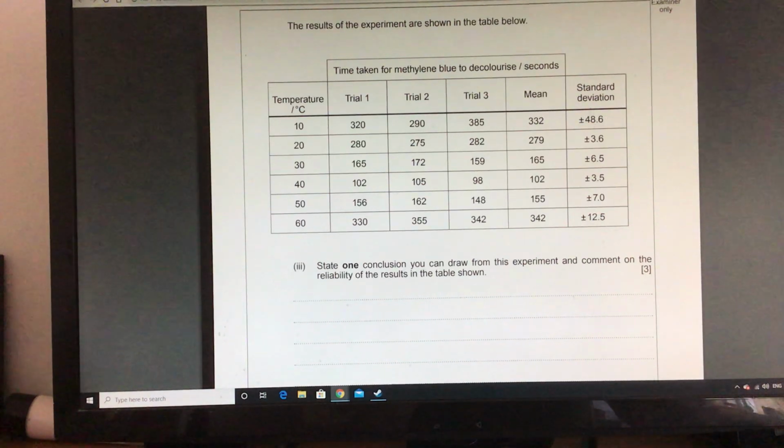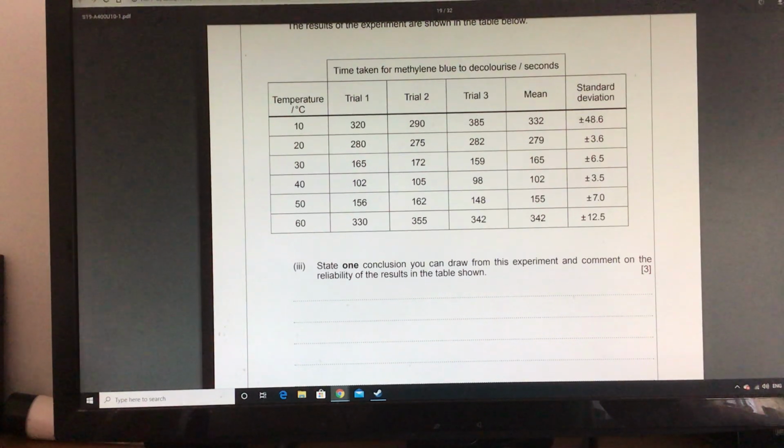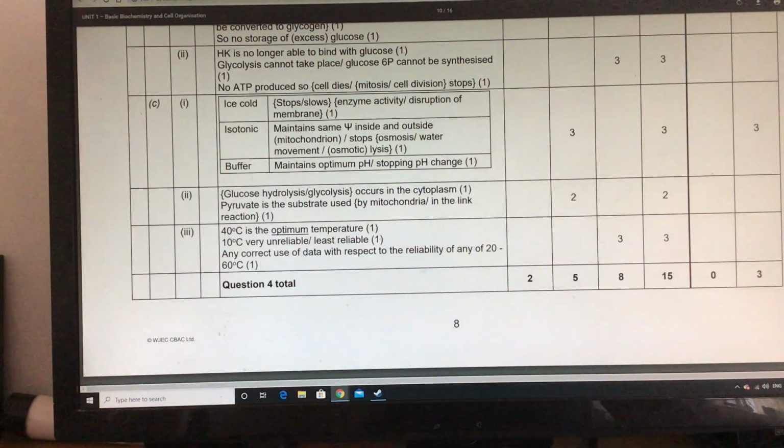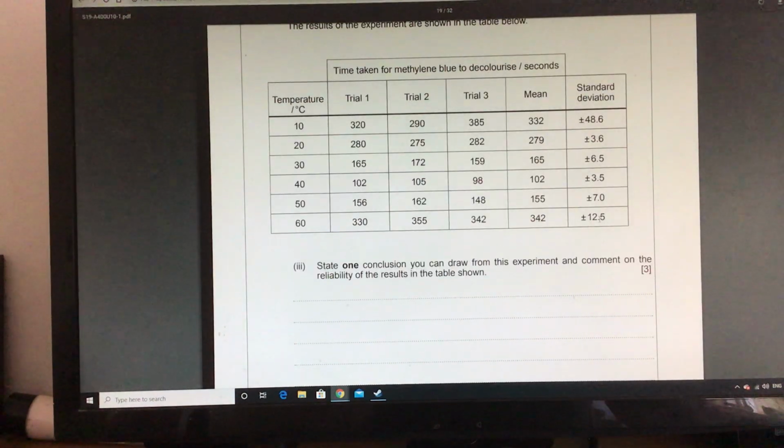But you definitely need to comment on the 10-degree temperature value here, the standard deviation. Those numbers seem to have a wide range between them, and that's just a mathematical number to say how ranged your results are. Right, mark scheme here to go with it. So saying that 40 degrees is your optimum, saying that 10 degrees is very low reliability data, and a second set of data somewhere. You could as well have commented on the 60 degrees or on the 20 degrees to say that they are relatively unreliable data points as well, considering what standard deviations we've got here. Okay.